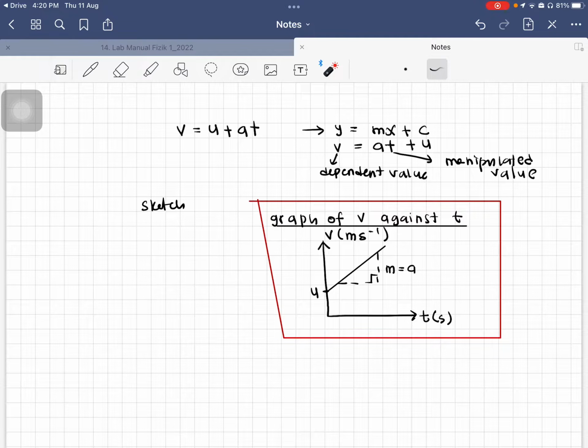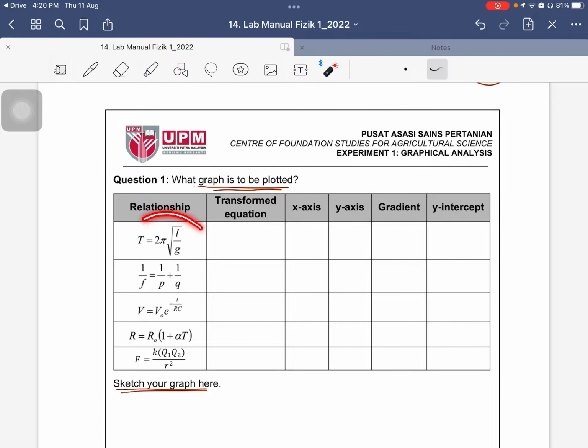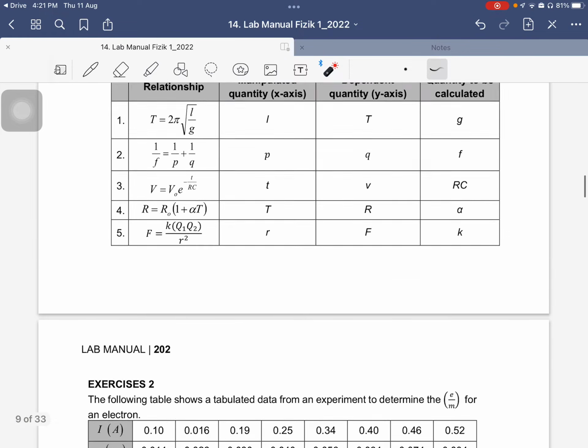Alright, let's look at an example. You have P equal to 2 pi square root L over g. So here, this one is easy. P is your dependent value and L is your manipulated value. It is easy, but for other equations, you need to refer to this table.